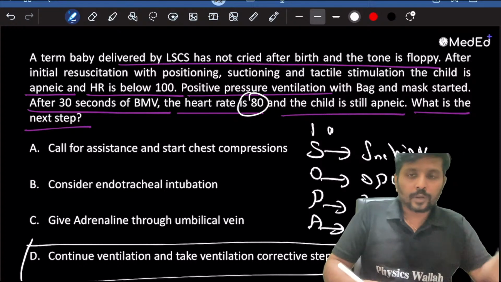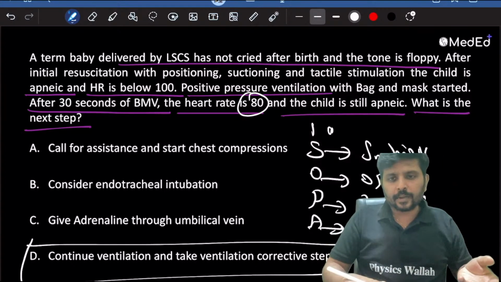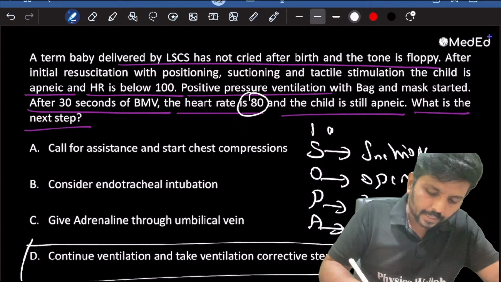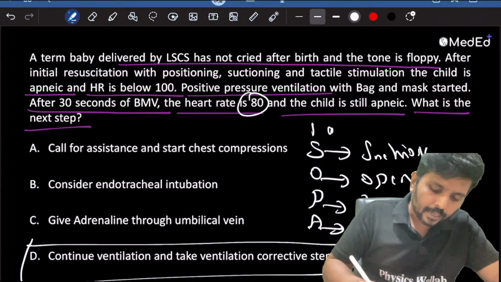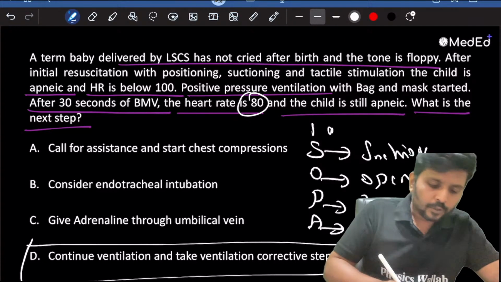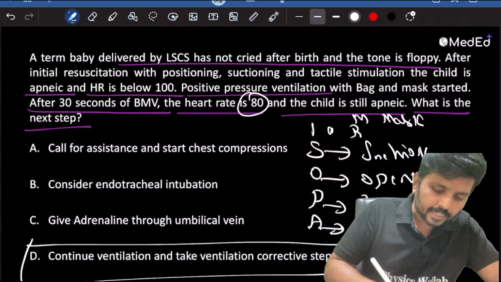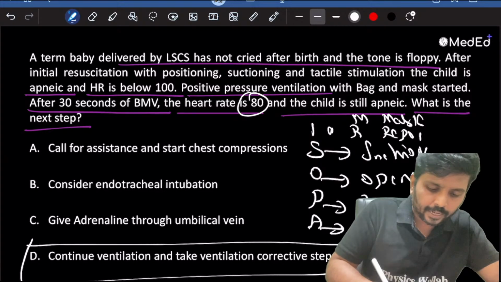If everything becomes an issue, then use an alternative airway. Alternative airway means either a laryngeal mask airway, or you need to do endotracheal intubation. So M stands for properly applying the mask, R stands for reposition the neck.